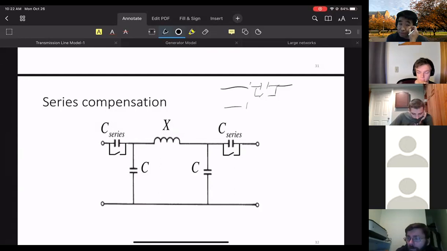So would you prefer to do compensation in series or in shunt? Is there a reason to prefer one over the other? So let's say I do series compensation. What is the benefit, in addition to changing voltage? I can change the reactance of the line. So this changes the voltage. What other benefit do I get out of this?